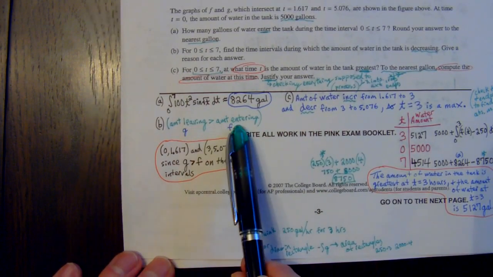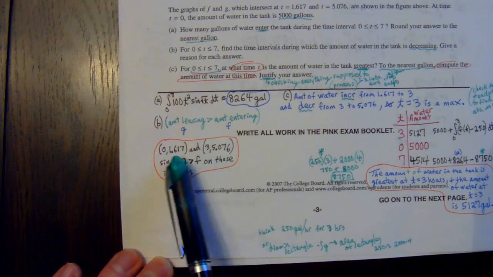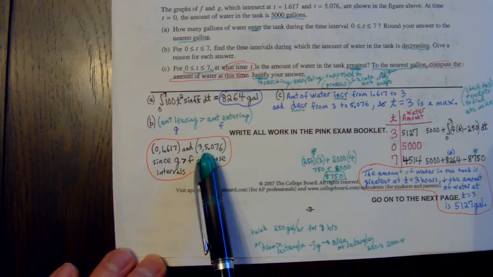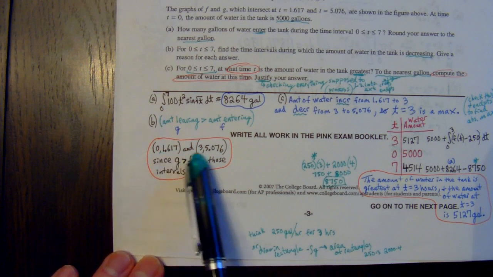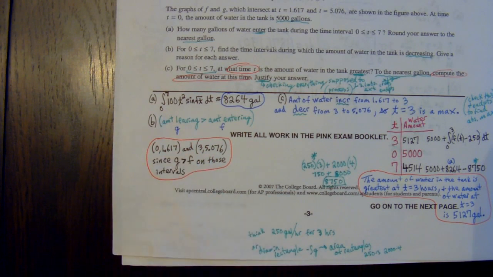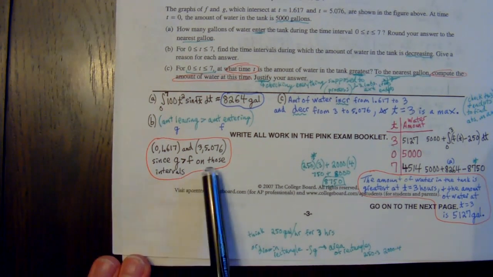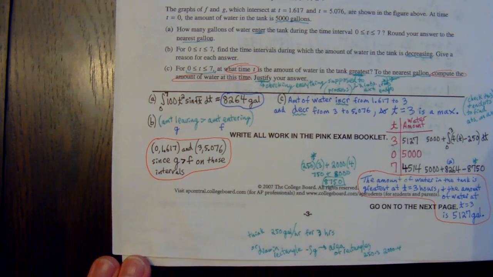Where is the amount leaving greater than the amount entering? That's where the horizontal lines are higher up on the y-axis than that curvy part. So you just mention those things, and then we always use parentheses for the increasing, decreasing intervals, since G is greater than F on those intervals.